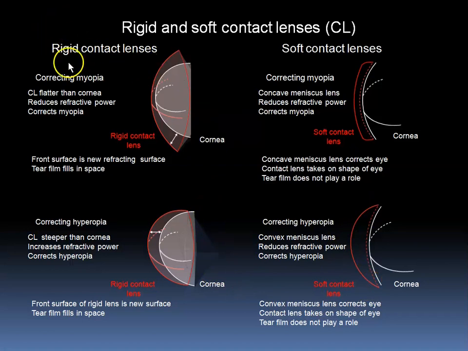In the case of rigid contact lenses, one can think of it as similarly the anterior surface doing the job, or the intervening tear film between the two surfaces, which is mathematically equivalent.